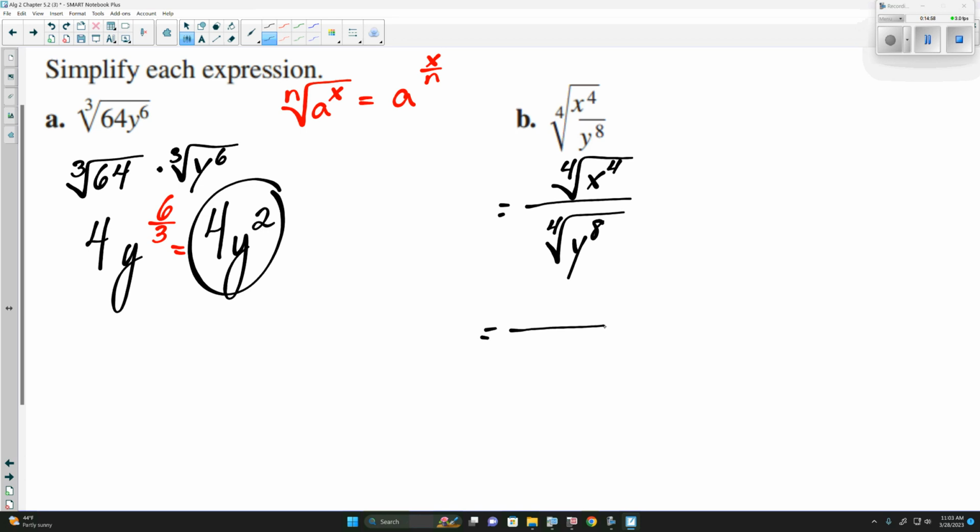Now, at this point here, the numerator, the 4th root of x to the 4th, we can see how that simplifies, but we're going to go on and write both of them as fractional exponents. So the fourth root of x to the fourth. The number on top is going to be 4. The number on bottom is going to be 4. The denominator, our y, the fourth root of y to the 8th. The number on top of the fractional exponent is going to be 8, and the denominator is 4.